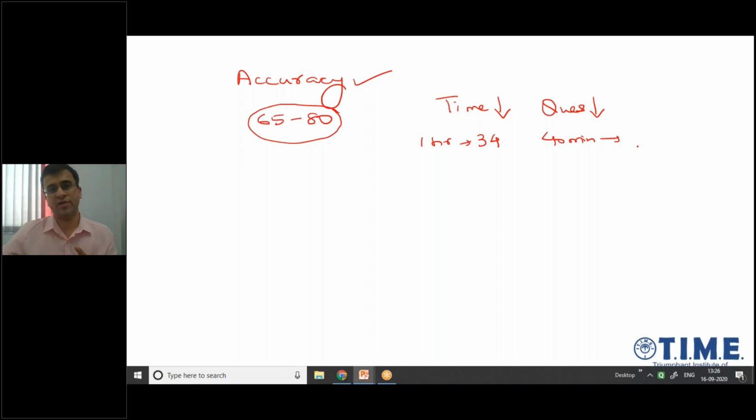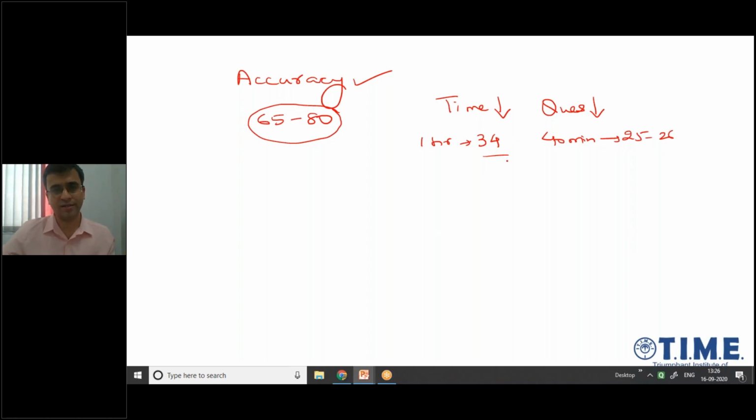Looking at the focus of CAT since the past few years, where they are focusing more and more on accuracy, I don't believe that you will have the same number of questions. The questions are going to come down. Okay. So from 34 questions, you might come down to 25 questions, 26 questions, and so on. So please understand that there has only been a change in the schedule.